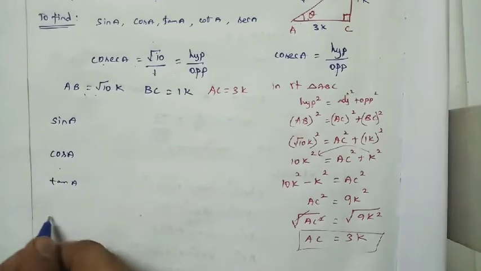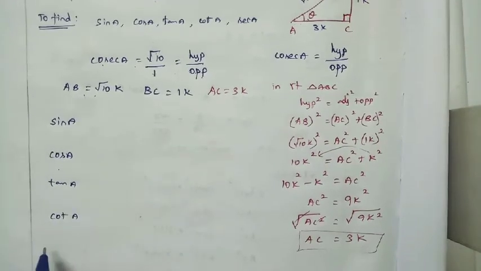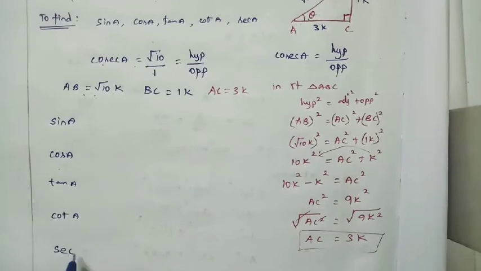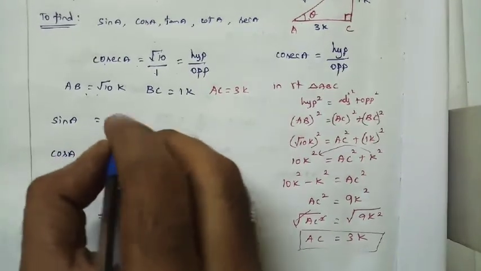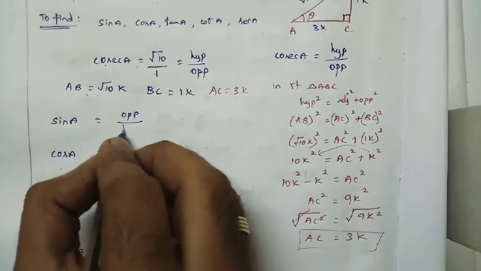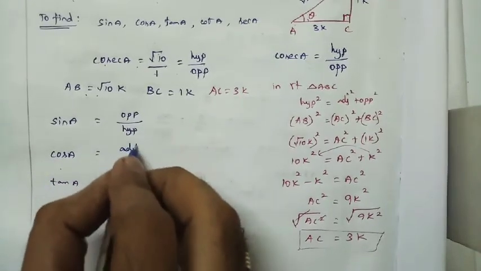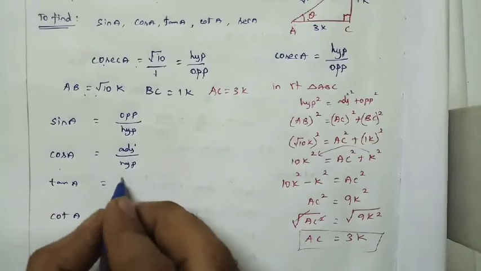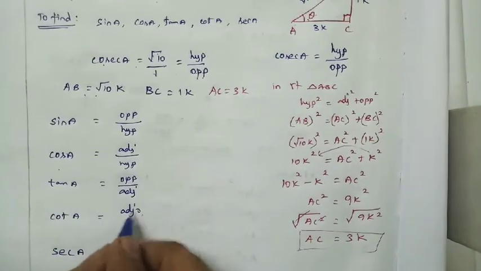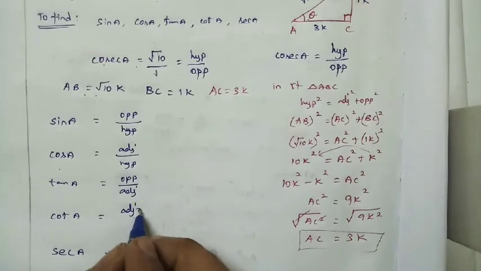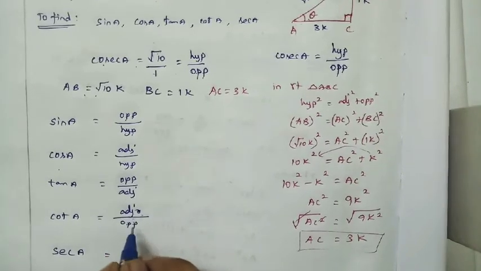Tan A, cot A, cosec A. These five only we want to find, right? So first write the formulas. What is the sin A formula? Opposite side divided by hypotenuse, and cos A is the adjacent side divided by hypotenuse, right? Tan A is opposite side divided by adjacent, and cot A is equal to adjacent side divided by opposite, right?